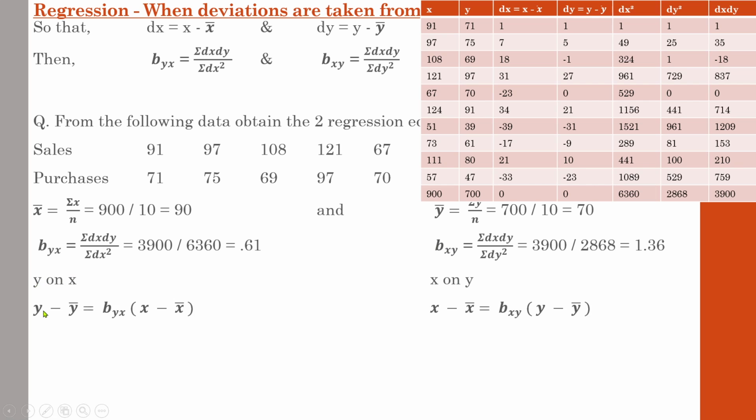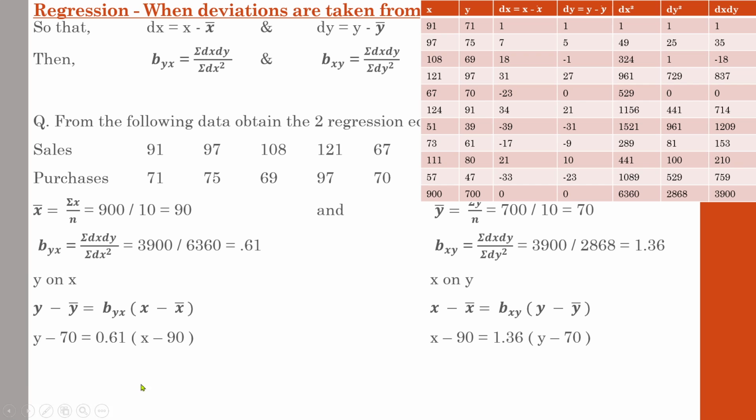The y on x equation is y minus mean of y equals byx into x minus mean of x. Similarly, the x on y equation is x minus mean of x equals bxy into y minus mean of y. So let us go simultaneously. First of all, we will deal with y on x. Here we don't know the value of y. Usually y will be the unknown variable. We are using that as a computational equation.